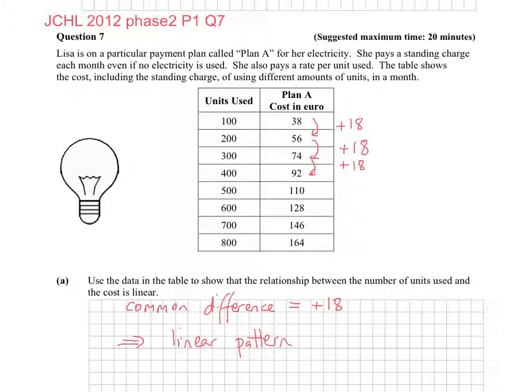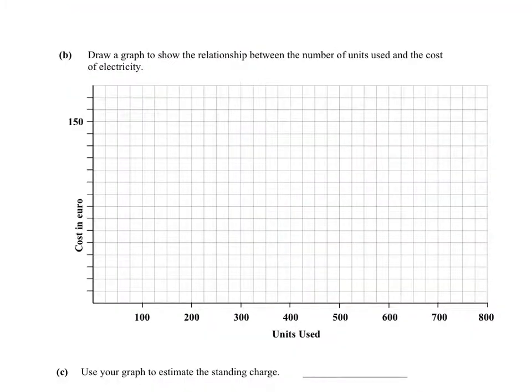Moving on to part B, we're asked to draw a graph showing that relationship. So basically the data that we were given, we're asked to plot it and show it on a graph. Now, since it's a linear pattern, we should find that the points are collinear, they're in a straight line.